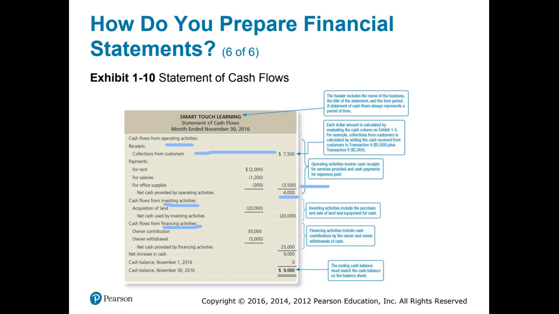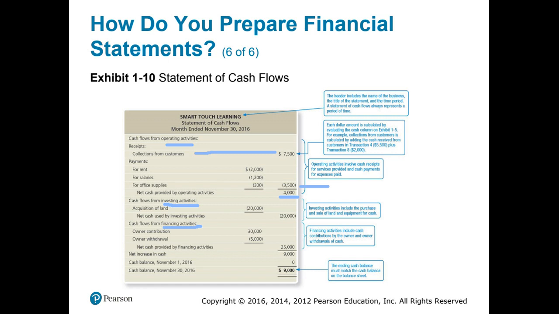And then when we look at investing activities, same thing. You'll do the same thing. So we have land, and there was only one account affected, so 20,000 land, 20,000. Cash flows from financing activities, we have an owner contribution. The owner contributed 30,000, so that went in. And then the owner took out 5,000, so that came out. The difference of 30,000 minus 5,000 is 25,000. So the net cash provided by financing activities is 25,000.